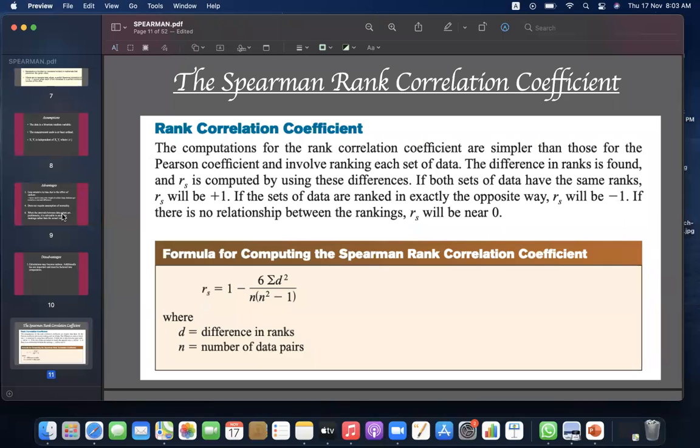Formula for computing the Spearman rank correlation coefficient. RS is equal to 1 minus 6 sum of d square divided by n times n square minus 1, where d is equal to the difference in ranks, and n is equal to the number of data pairs.